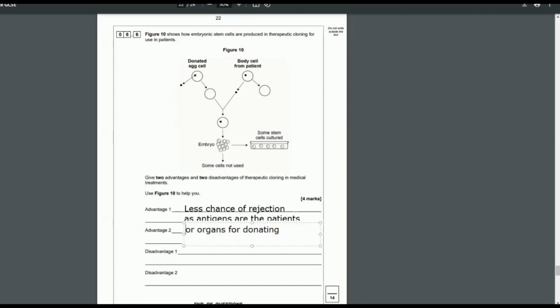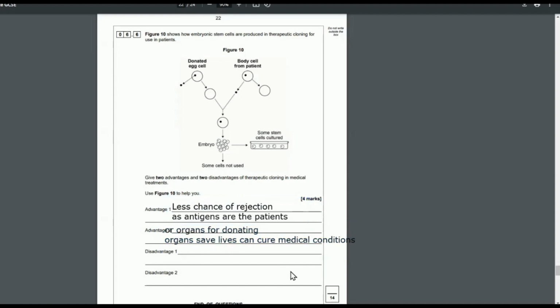We can also say organs save lives. You know, you're going to save the life of people who need a new heart or a new kidney, and there aren't any kidneys or hearts about. So you're going to save their lives, and that is a really good thing. Can cure medical conditions. We can't cure paralysis yet, but we can cure medical conditions, certain diseases, and things like that. So lots and lots of different advantages there we could give. The main one, of course, is that you reduce the chance of rejection when doing organ donation.